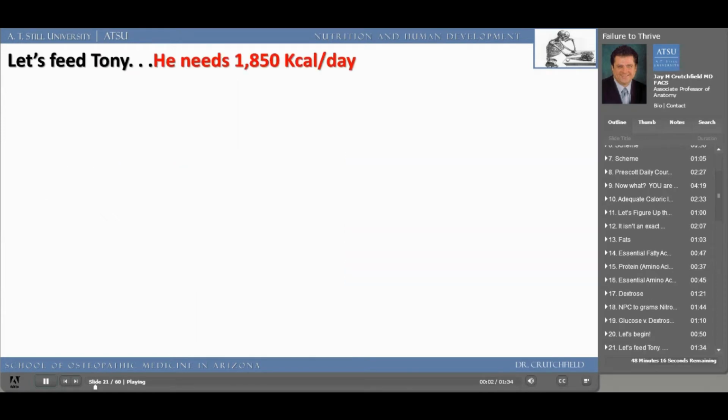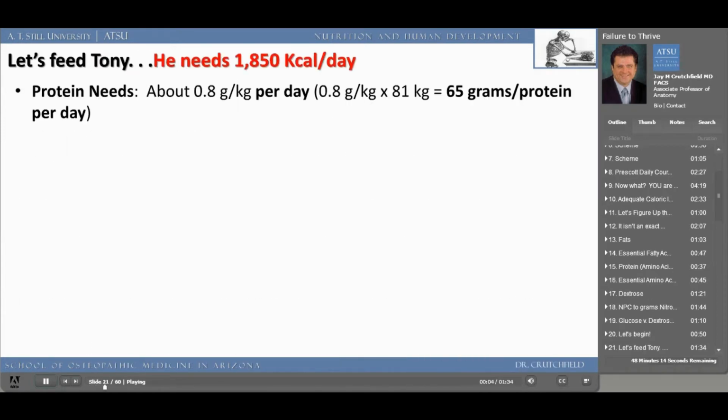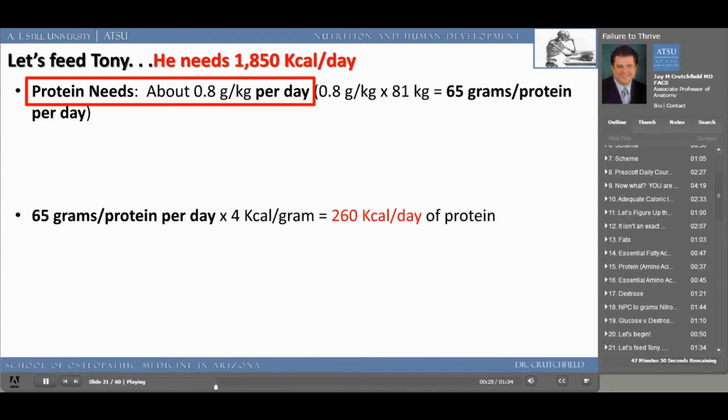Here's another number you probably should memorize. The daily protein needs for a normal adult and child, remember these are based on body weight, so they are applicable to children too, is about 0.8 grams of protein per kilogram per day. So Tony needs about 65 grams of protein a day. Multiplied by 4 kcals per gram, he's going to need about 260 kcals a day from his protein.